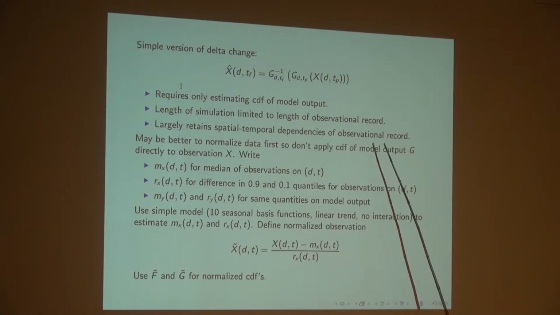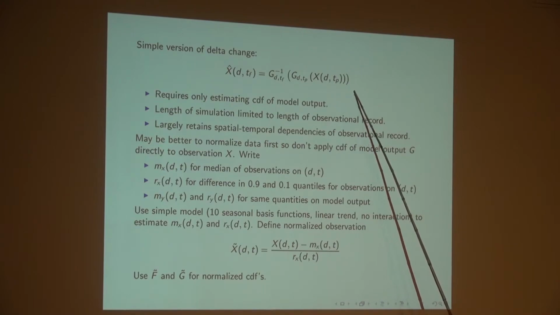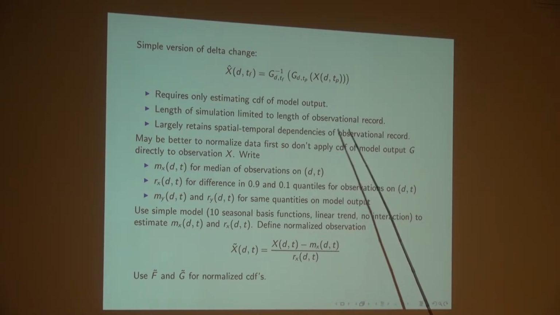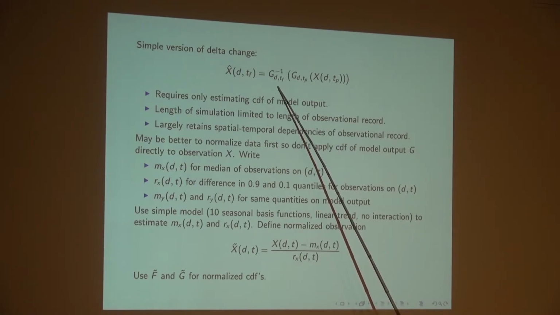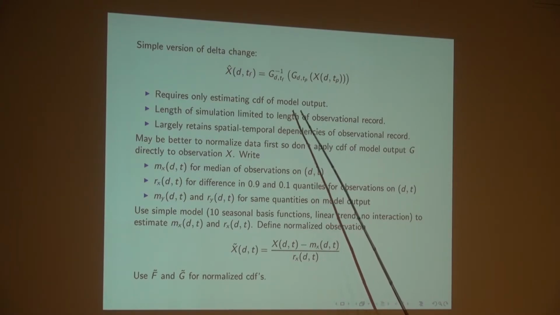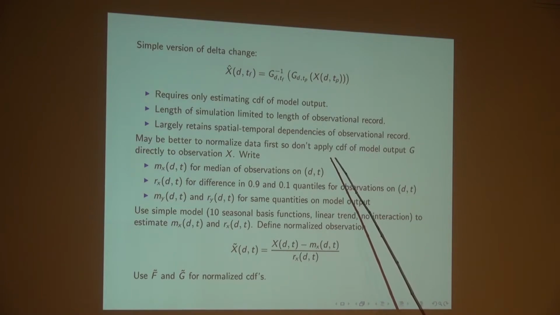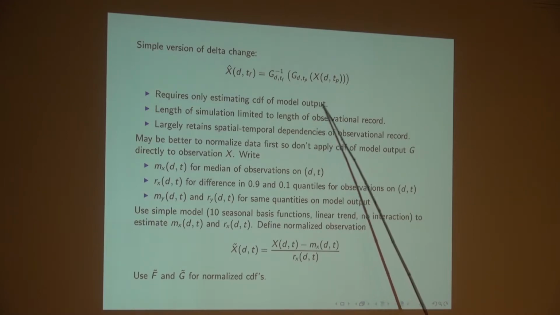Okay, so here's a very simple version of delta change, not what we're going to end up doing. So now I really am using a present temperature. This is an observation. I transform it to uniform using what the model output thinks the temperature distribution is, and then I transform it to the future using that. So this has the advantage that the only CDFs I have to estimate are of model output. I never have to estimate F. I just need the data, I don't need F. And that helps because F is hard to estimate from the limited data. On the other hand, I have no obvious way of doing multiple simulations because I only have one of these X's. So that's the downside there.